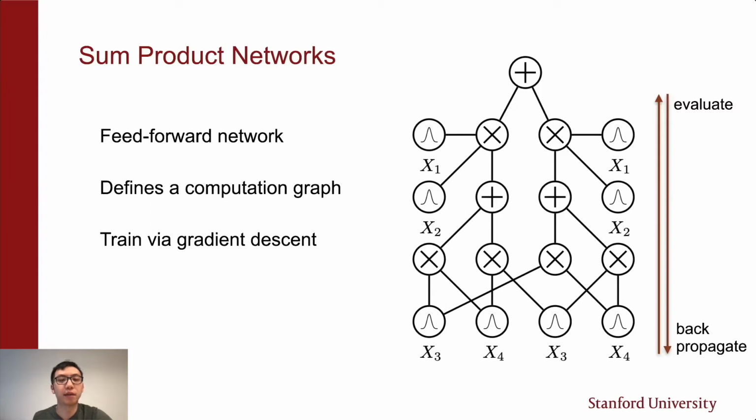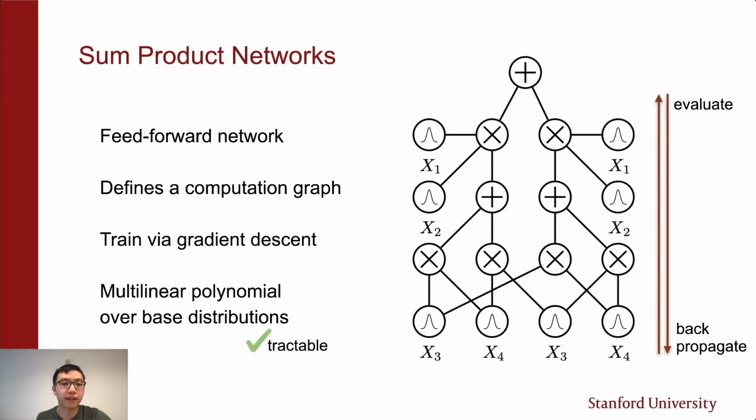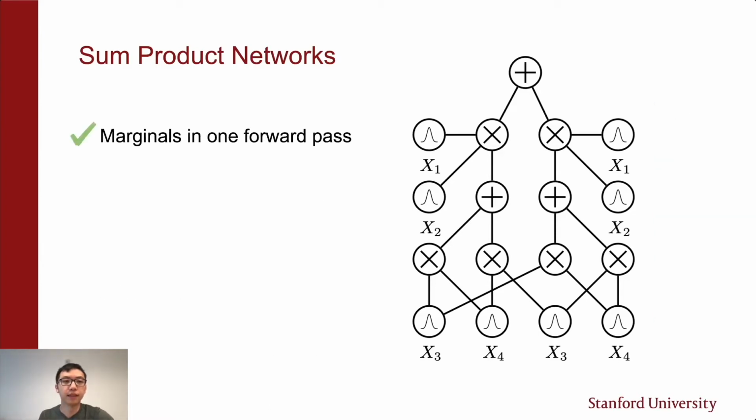Another way of viewing sum product networks is that since we're only taking sums and products, the computation graph defines a multilinear polynomial over the base distributions. And this property allows us to write down many tractable algorithms for computing probabilistic inference queries, such as marginals and conditionals. In particular, we can compute marginals in just one forward pass.